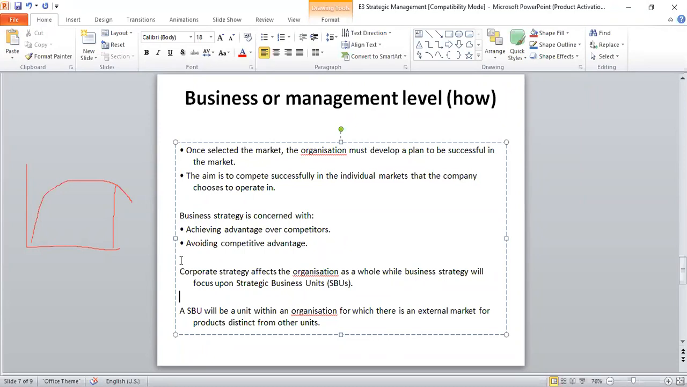So corporate strategy is focusing on the entire organization, while the middle level management of the strategy will focus only on these small units, the strategic business units. Their focus is on what course of actions or what decisions will be taken for the strategic business unit.